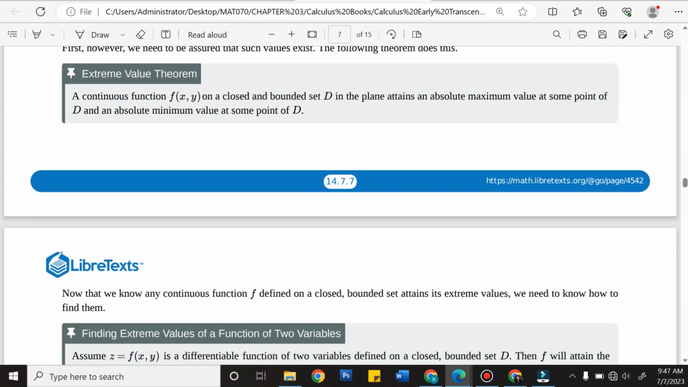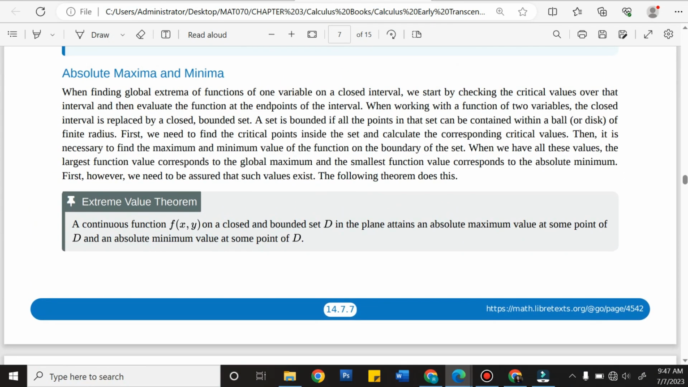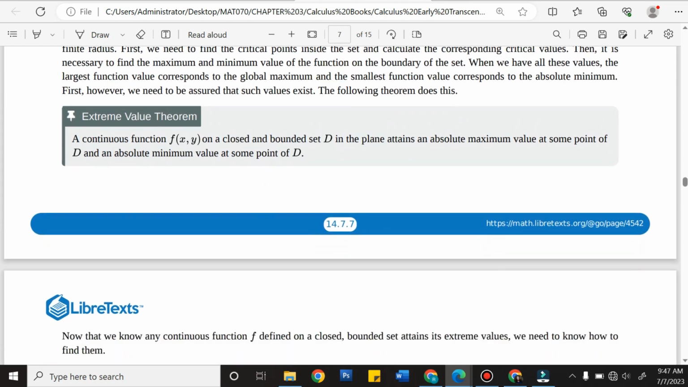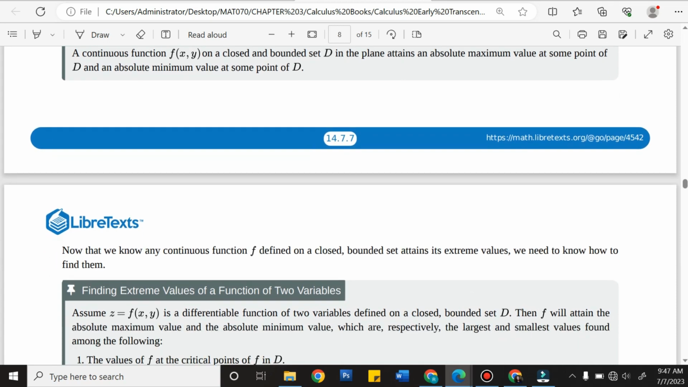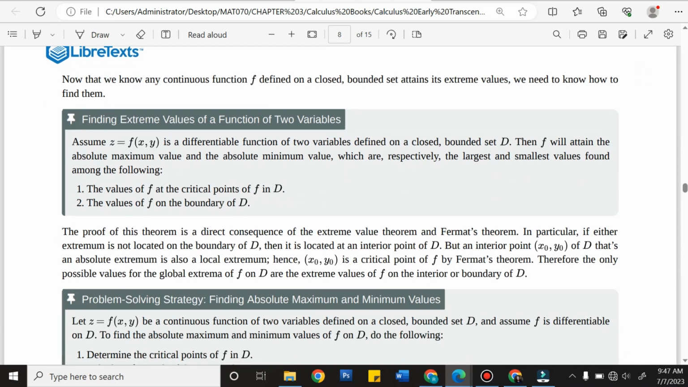Now, let's have the absolute maxima and minima. Suppose we have a continuous function in a closed bounded set in a plane. It attains an absolute maximum value at some point and an absolute minimum value at some point in D. So, in other words, if we have a continuous function in a closed and bounded set D, we are guaranteed to have maximum and minimum absolute points. Now, how do we find them?